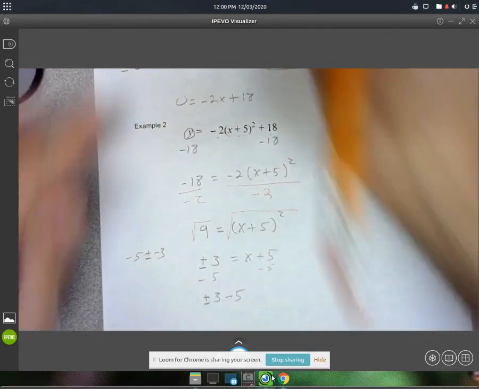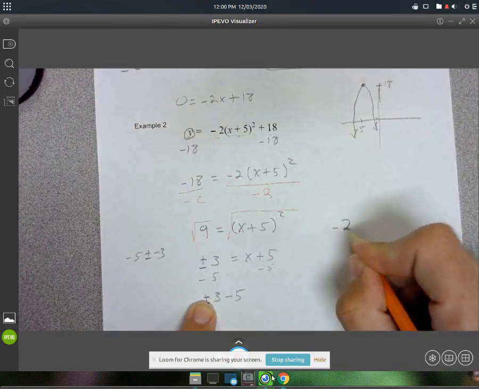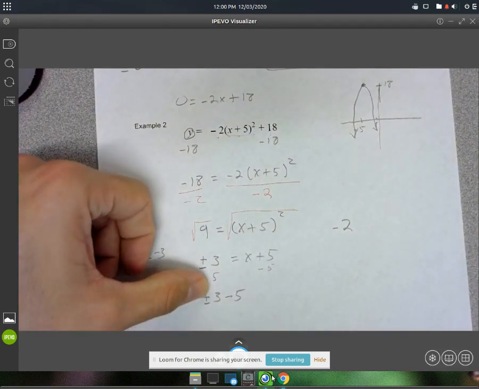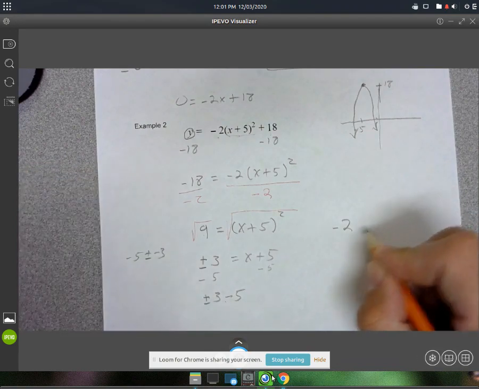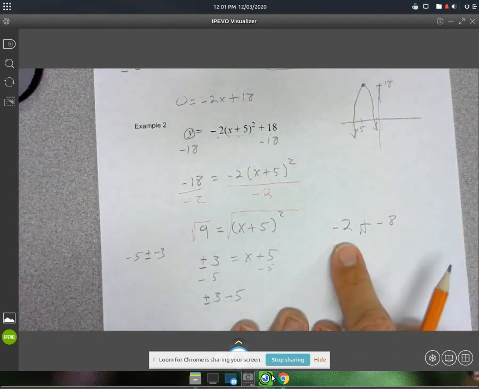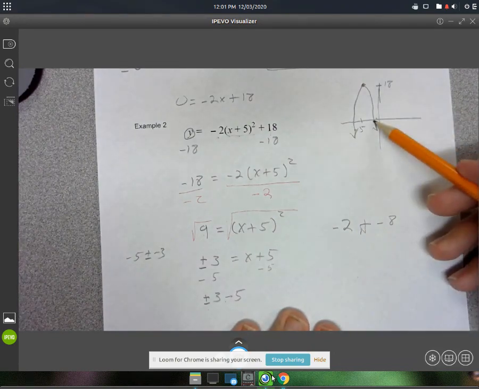So for our two answers, I'm going to do positive 3, so I'm going to cover up that negative. Positive 3 minus 5 is equal to negative 2. I'm also going to do the negative version. If I cover up the positive, it's negative 3 minus 5. Negative 3 minus 5 is negative 8. So our two answers here are negative 2 and negative 8.